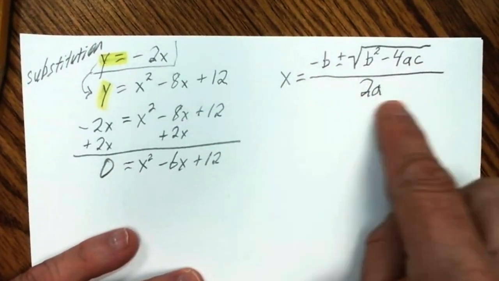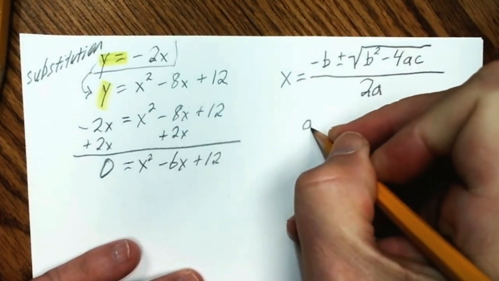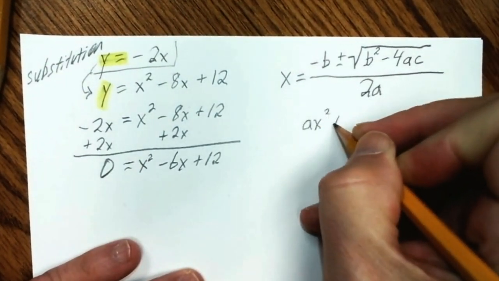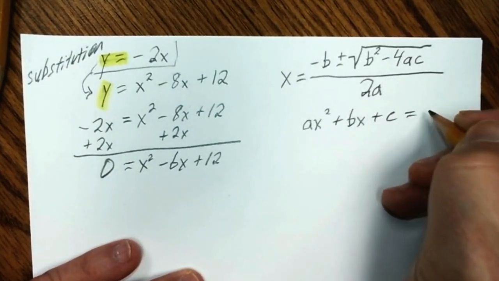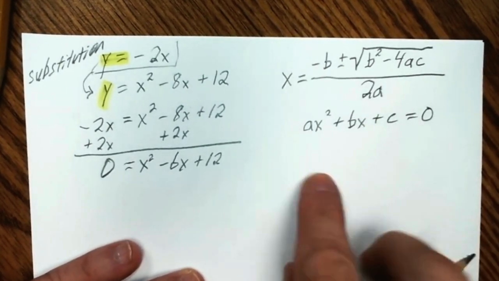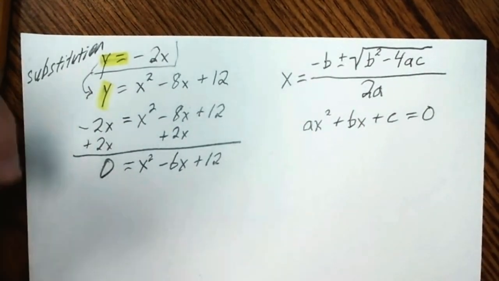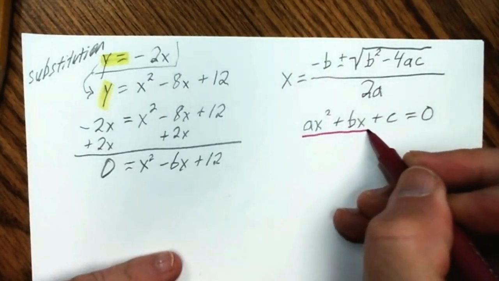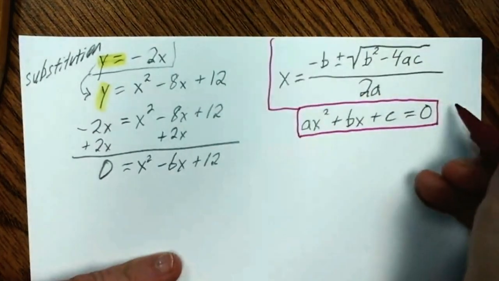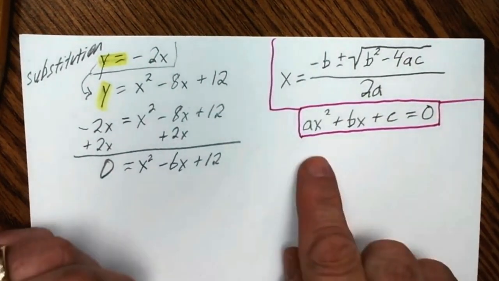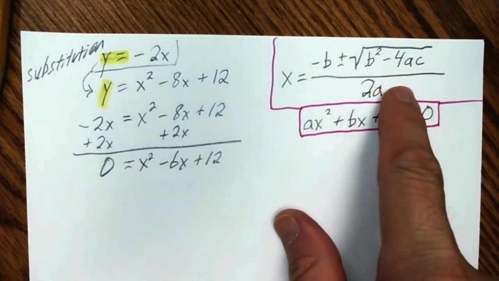And remember, this only works when we have a quadratic in standard form like this is, which is ax squared plus bx plus c equals 0. We have to have our equation in that form in order to solve. So I'm going to underline that. So there we go, box that out. Okay, so if we have a quadratic that's in this form, ax squared plus bx plus c equals 0, we can use the quadratic formula.